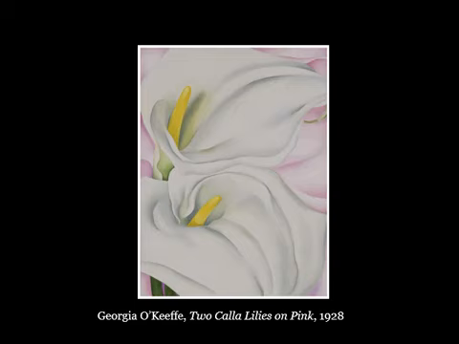Scale can also be seen in paintings such as this by Georgia O'Keeffe. We've got the painting Two Calla Lilies on Pink. And here she uses scale to challenge the viewer's perception of this image. So we have a painting of two calla lilies against a pink backdrop. But the painting itself is actually more than 3 feet tall.